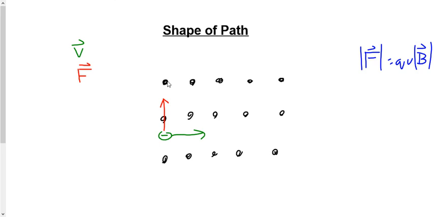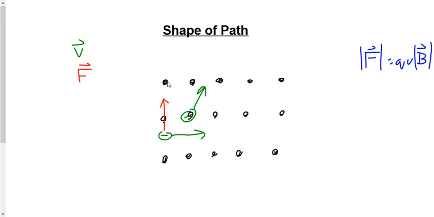As a result of this force, QVB, there's going to be a change in direction of this particle. If it's moving to the right, but there's a force upwards, then that means it's going to start going somewhere in between. Maybe this way. Now it's going up and to the right. There's a different force acting on it now. The speed hasn't changed, but the direction of the force has.